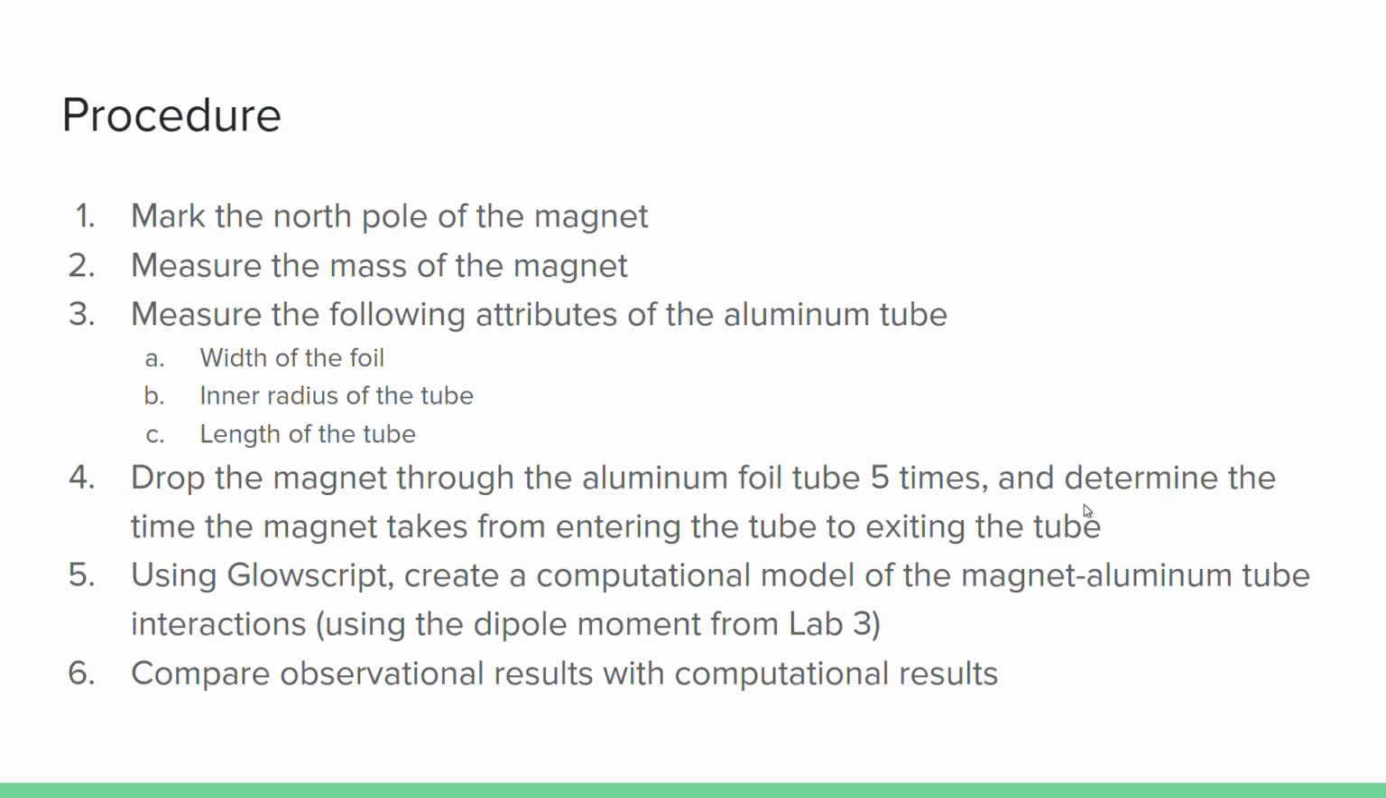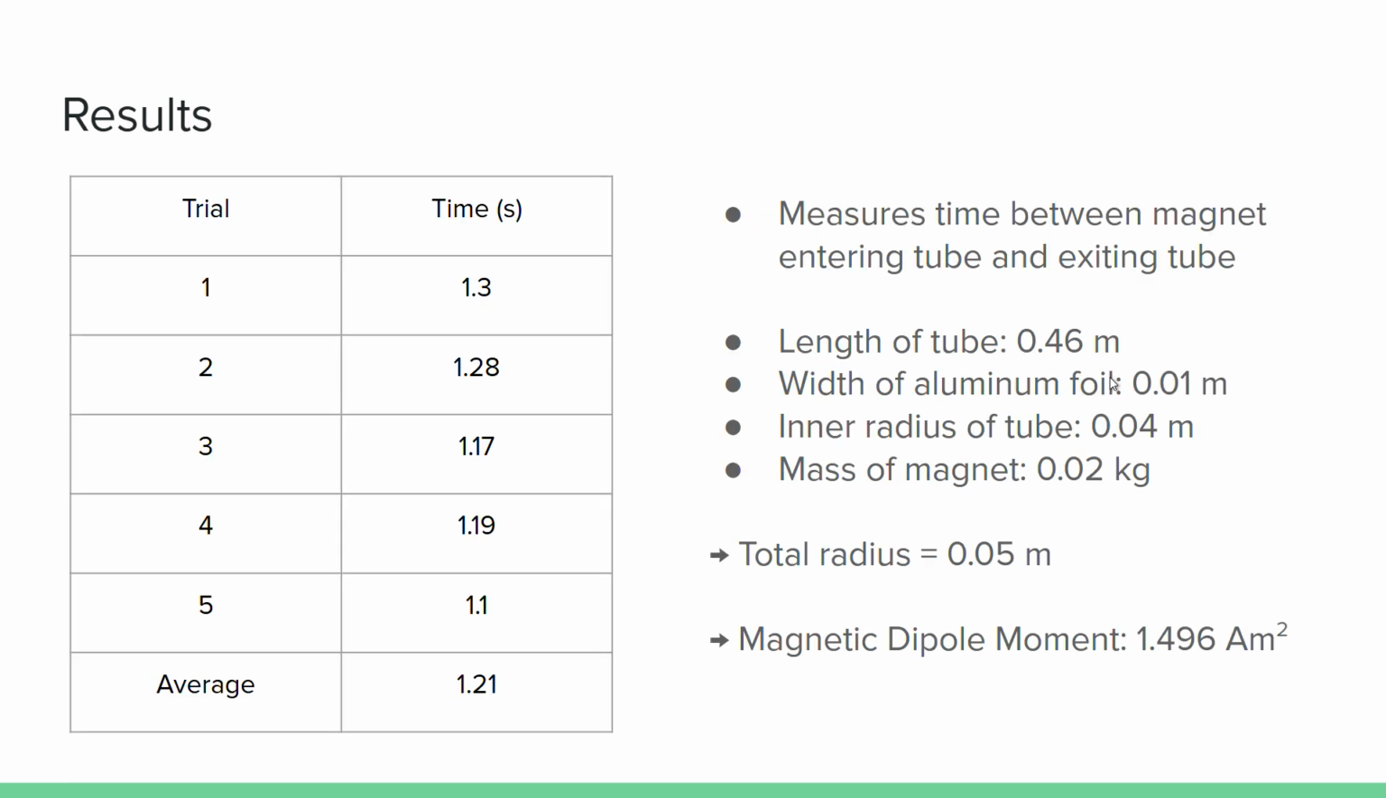The procedure for this lab was, first, we marked the north pole of the magnet and measured the mass of the magnet. Then we measured the following three attributes of the aluminum tube: the width of the foil, the inner radius of the tube, and the length of the tube. Then we dropped the magnet through the aluminum foil tube 5 times and determined the time that the magnet takes from entering the tube to exiting the tube in each trial. Finally, using GlowScript, we created a computational model of the magnet-aluminum tube interactions using the dipole moment that we had from Lab 3. We then compared our observational results with the computational results.